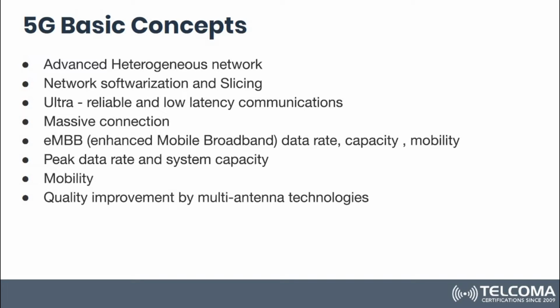We'll be giving services like enhanced mobile broadband with high capacity and high data rate, which could be around 20 Gbps in downlink and 10 Gbps in uplink. And we have to give mobility with zero interruption time. This will be implemented through multi-antenna technology like massive MIMO, multi-user MIMO, single user MIMO, and we will be using advanced antenna systems.